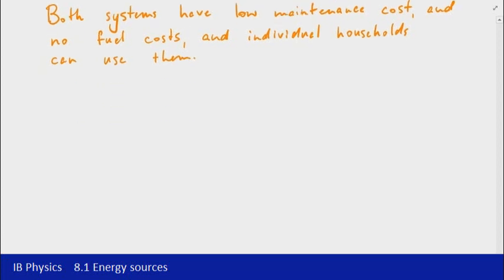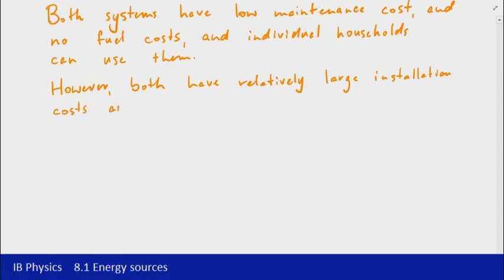On the flip side, there are some downsides. First is that the installation cost is quite high. You've got first of all the production of the panels themselves, so you've got that cost, and then the large installation cost as well. It requires a bit of effort to actually install them on top of houses, and they are also fairly inefficient compared to other sources. Their efficiencies are quite low.